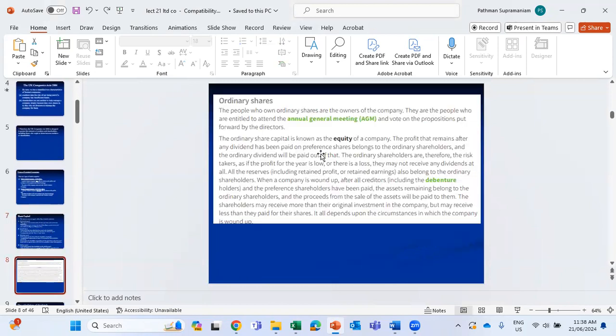Okay, now let's talk about ordinary shares. So we only focus on one type of share, ordinary share. In SPM, saham biasa. So ordinary shares. If you are an ordinary shareholder, of course, you become a partial owner of the company, but you don't control the company.